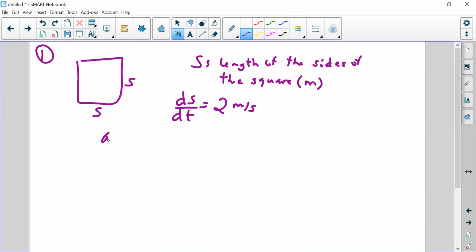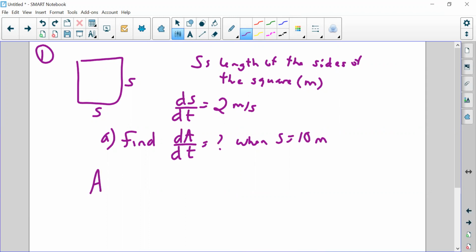Now, part A is asking us at what rate is the area of the square changing when the side is 10 meters long? So we want to find what? dA/dt when S is 10 meters. So I need an equation that relates A and S. Area of a square equals side squared. So A is equal to S squared.